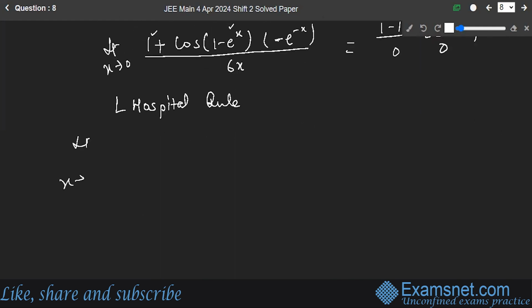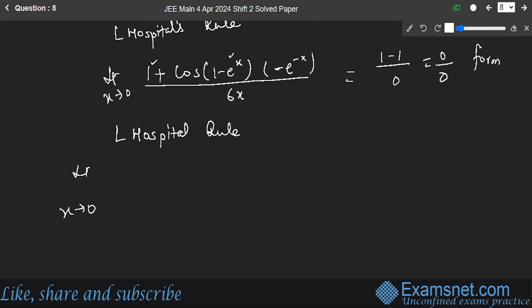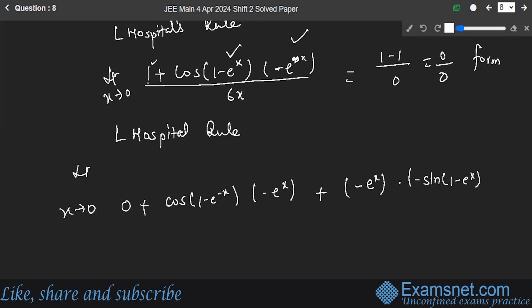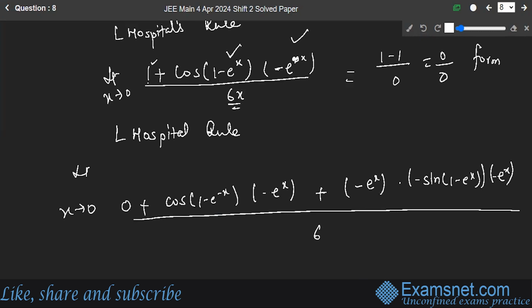So this will be equal to limit x approaching 0. Now this is the first function and this is the second function. So first function into derivative of second, plus second function into derivative of first, which is this. Yeah, so this is 1 whole divided by, it was 6x, so the derivative will be 6.